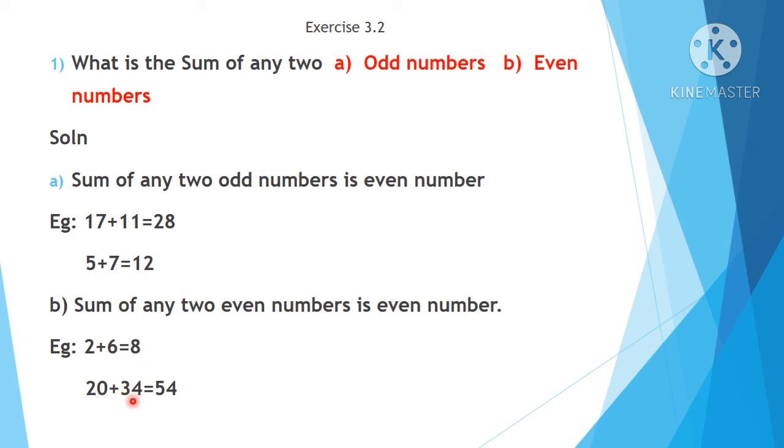So from this, what did you find out? When you add any two odd numbers, the answer will be even. When you add any two even numbers also, the answer will be even. Okay children, is it clear? Let's see the next problem.